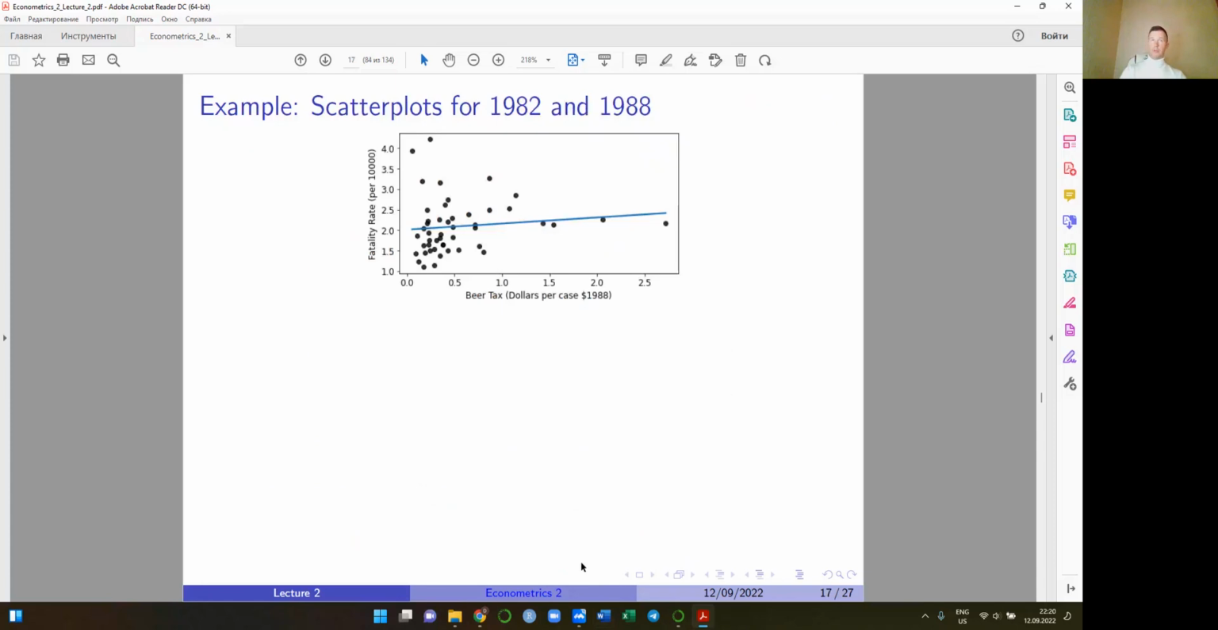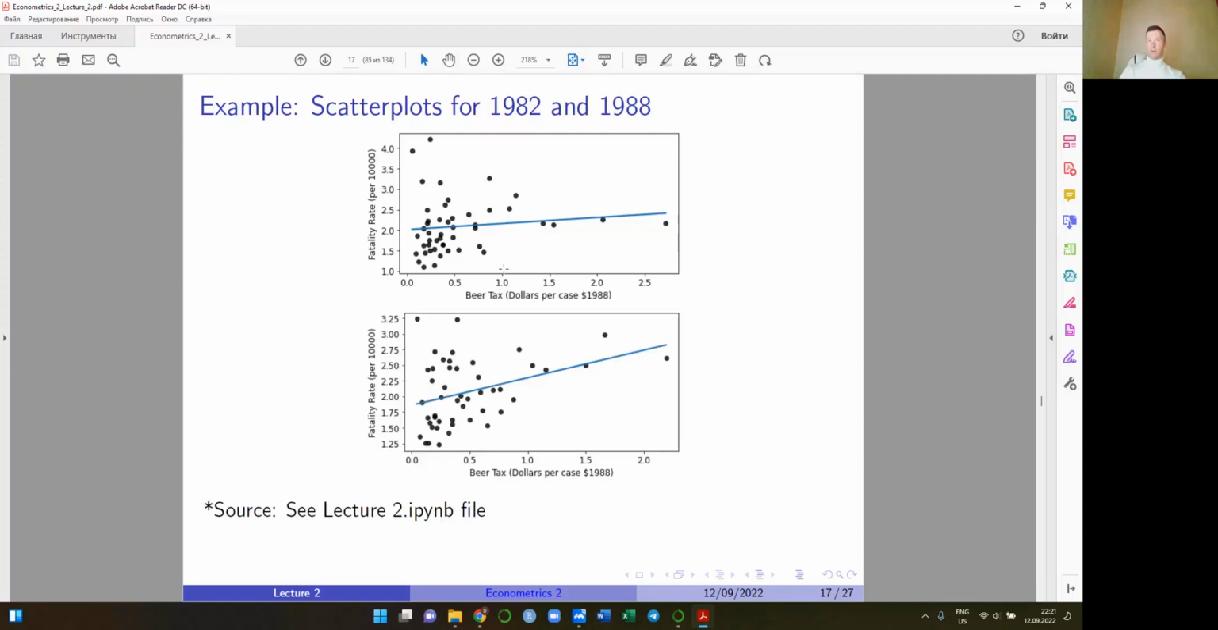So here we can observe the scatter plots. The higher the beer tax is, well, there is a slight increase in fatality rate. We can drop these outliers. Maybe there's even no effect without outliers. So for 1988, we see that the result is somewhat stronger, and now this is significantly different from zero. In both cases, we have a positive slope. Well, we might suggest that there is a positive effect.